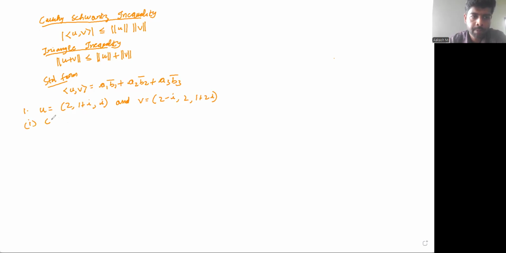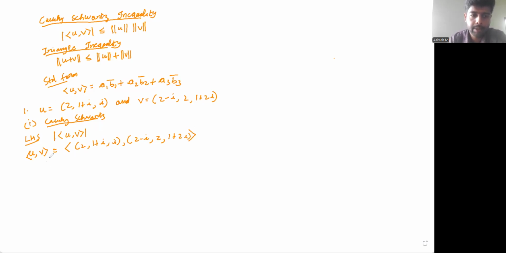Cauchy-Schwarz inequality. First, we can prove this. I'm taking the LHS, the left hand side of Cauchy-Schwarz inequality, that is mod of inner product of u comma v. First, you find the inner product of u comma v. What is u? 2, 1 plus I, I. What is v? 2 minus I, 2, 1 plus 2I.